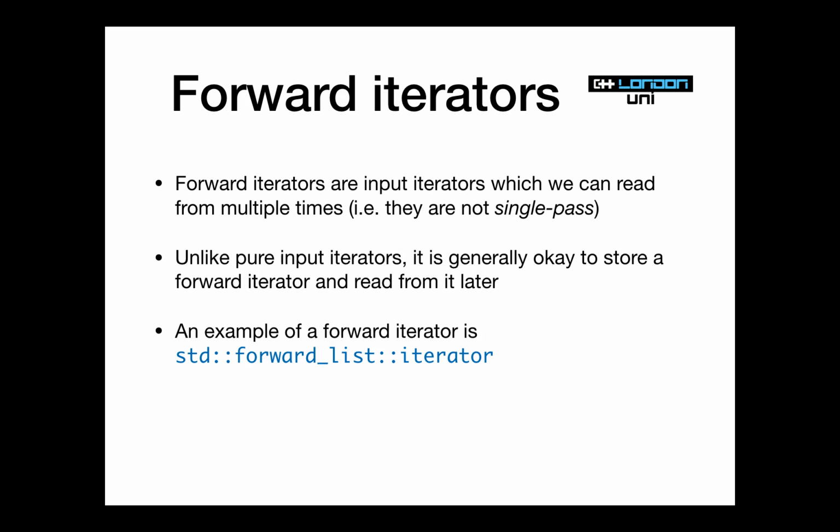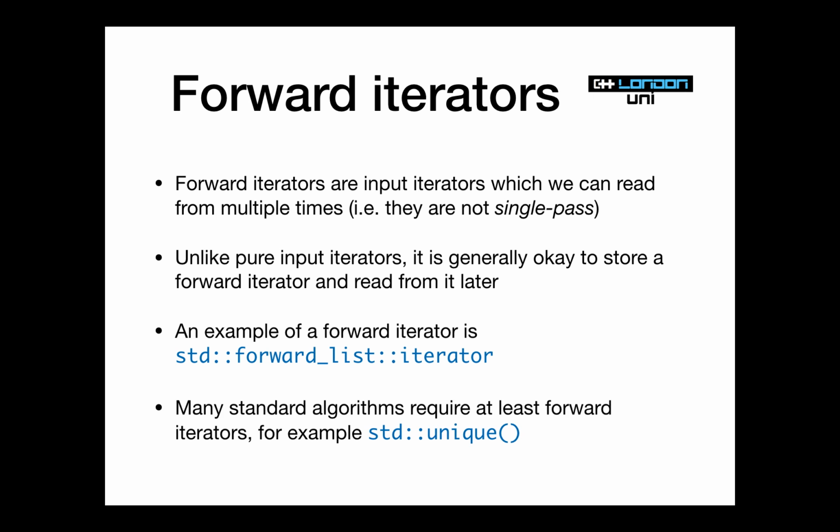So there is a container type in the standard library called a forward list. It's a singly linked list. And if you think about how a singly linked list can work, you can only travel forward within it. So the iterator type for a forward list is a forward iterator, unsurprisingly, I suppose. Many, many standard algorithms require at least forward iterators. I've just picked one at random, which is std::unique.